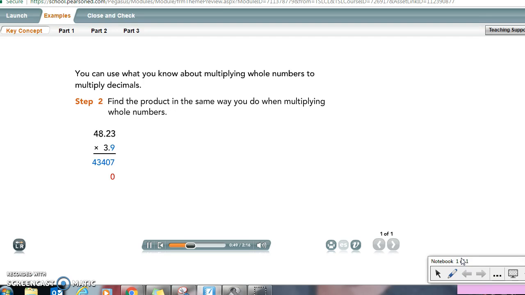Don't forget your placeholder, that 0. Multiply the top factor from right to left by the next least place value. 3 times 3 is 9. 3 times 2, 6. 3 times 8, 24. 3 times 4, 12, plus 2 is 14. Add the partial products.